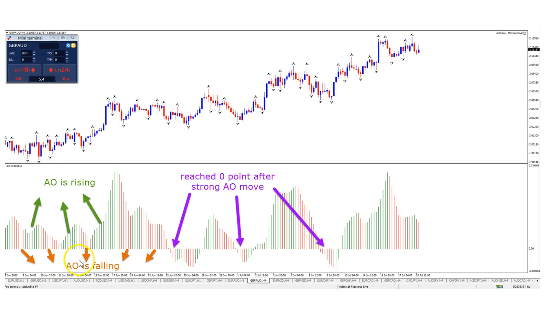Now, in this example of the pound yen 4-hour chart, you can see that the oscillator bars are above this middle line, the zero line, and rising. So that is definitely a bullish trend, a bullish momentum.